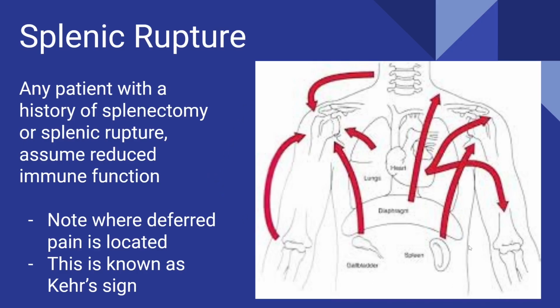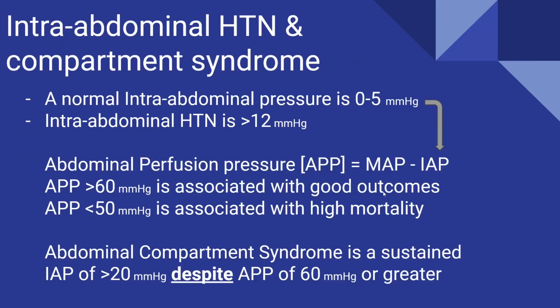Something that you're going to see with the splenic rupture is a lot of deferred pain. This is just an image showing where pain is deferred to. You can see how the heart is deferred to the left arm. The spleen is a similar thing: left shoulder. And that's going to be known as Kerr's sign. So the patient gets a blunt trauma to their left mid flank, but the way they present to you is with extreme left shoulder pain, and that's known as Kerr's sign.